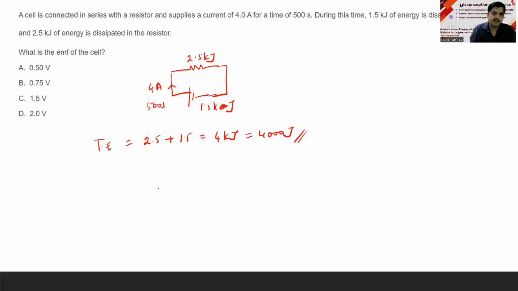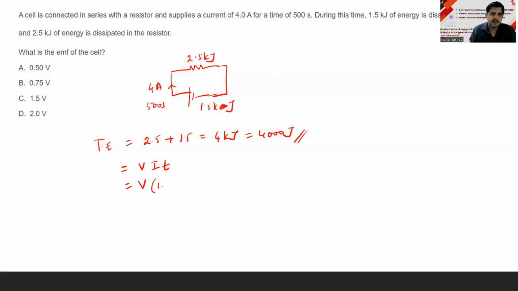Now, we also know this total energy is given by the formula V times I times T, right? V into I is power multiplied by time is energy, because energy is nothing but work done, and work done divided by time is power. So I have got this one here. Now, what do we need? We need the value of V. That's the only source. V, I'll just write like this.